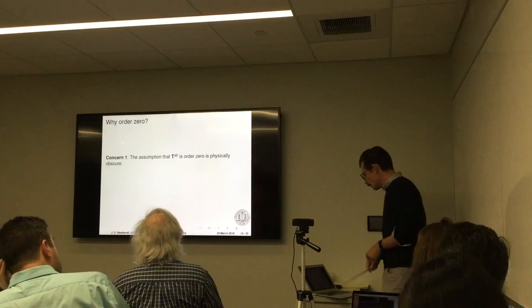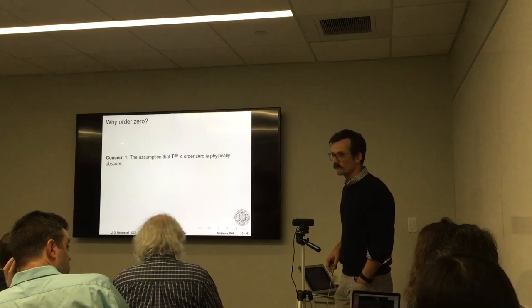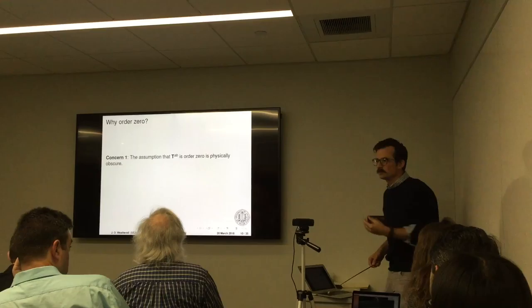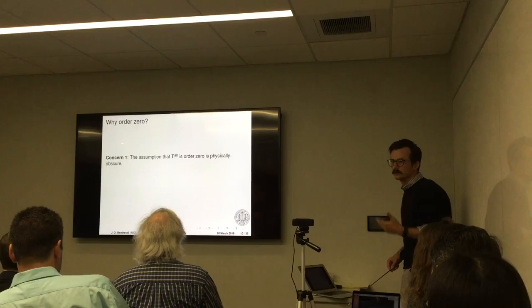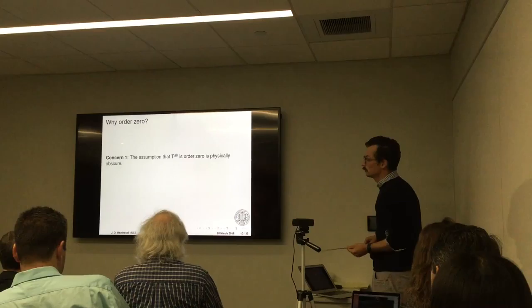One concern is that we have this sort of technical assumption without which the whole program fails, which is that T^{ab} is order zero. And you might think, why in the world? I want something that's supported on a curve. Why does it have to be a delta function? Why couldn't it be a derivative of a delta function defined on the curve? And of course, you can define such distributions, and they don't in general follow geodesics. They can do anything you like.